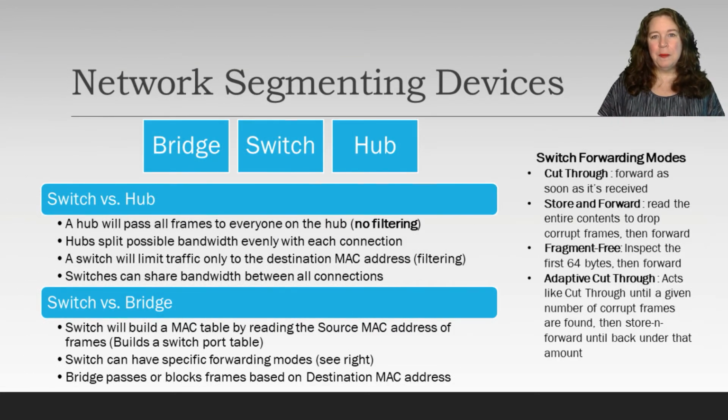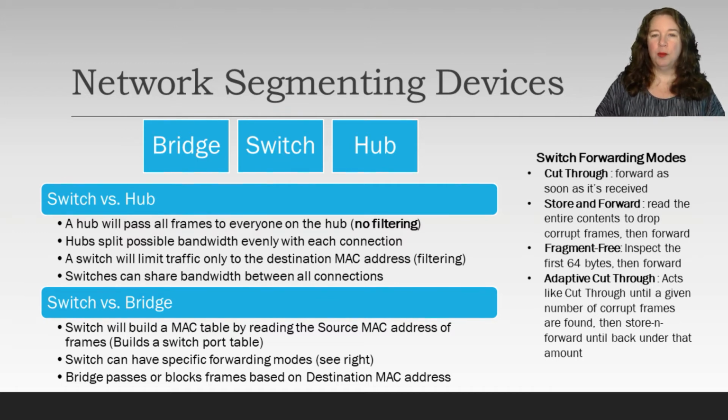Okay, we're going to get off of the math for a second and start talking about words again, and then we'll go back to CIDR in a couple of slides. So, devices that work for segmenting your network. We're going to break up your network into subnets. You can segment using different devices. So, bridges, hubs, and switches. We're going to get to routers on the next slide.